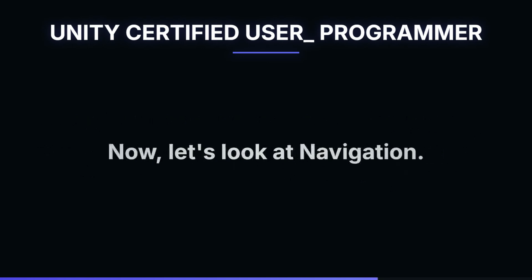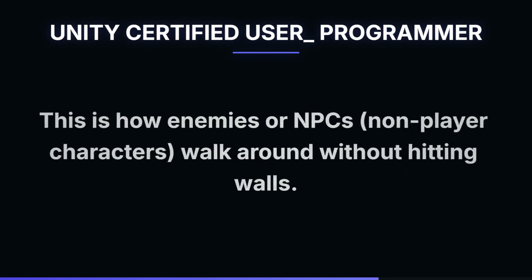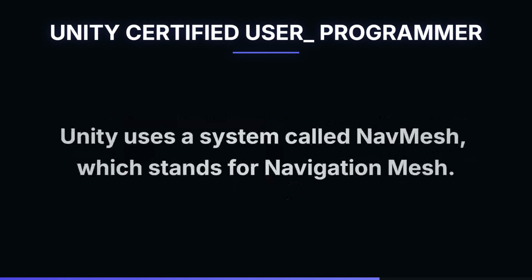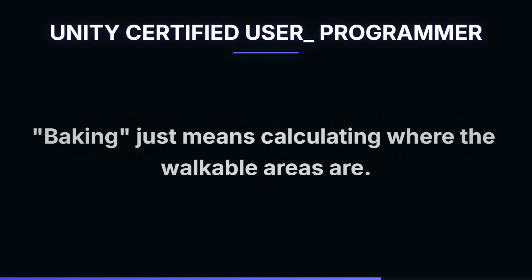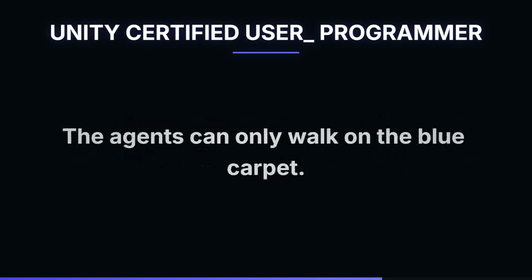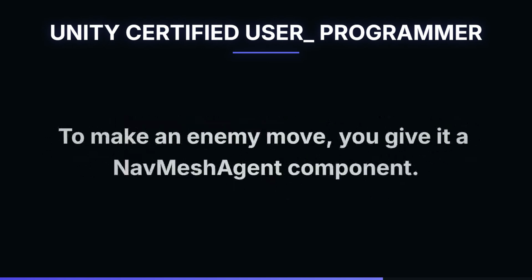Now, let's look at navigation. This is how enemies or NPCs, non-player characters, walk around without hitting walls. Unity uses a system called NavMesh, which stands for Navigation Mesh. Think of it as a blue carpet that you bake onto your floor. Baking just means calculating where the walkable areas are. The agents can only walk on the blue carpet.